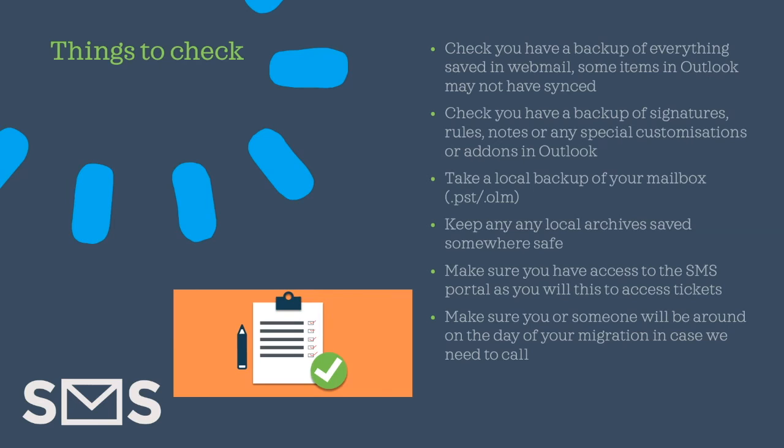Make sure that you have access to the SMS portal. This is a key thing with the migration process, because this is the area where we'll be communicating with you with all the details, because we have to mail you things like passwords for security reasons. We have to send it through a secure portal for that. So basically, make sure that you can access the portal before the day of the migration. That's a key importance, that you can do that.